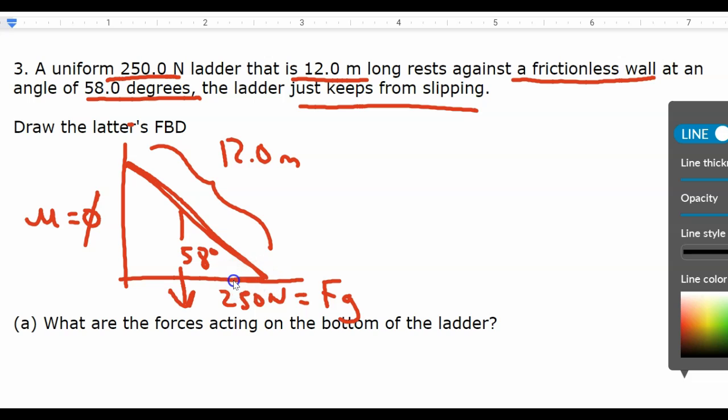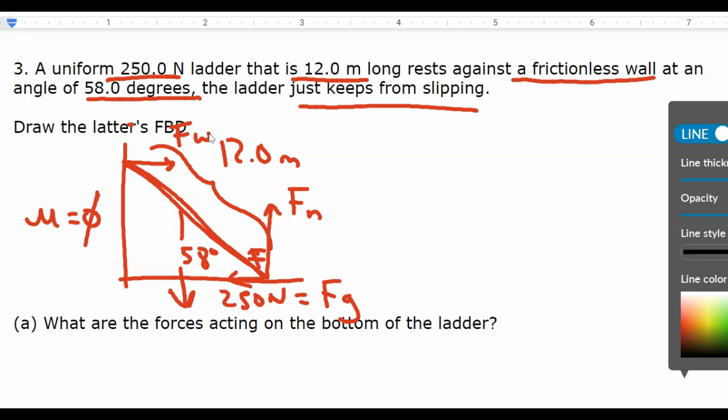Friction from the floor goes like this. Friction from the floor has to be. And I think we got two more to go. Normal force. My picture's getting a little crowded here, isn't it? I think there's just one more force. F wall. Call it FW. Maybe I should have made it bigger.